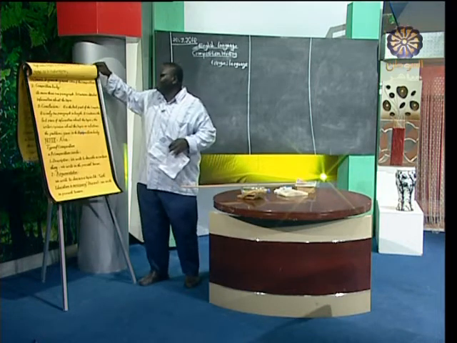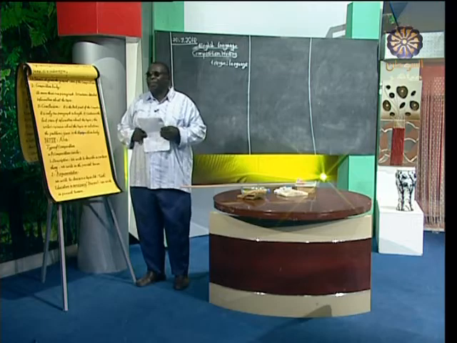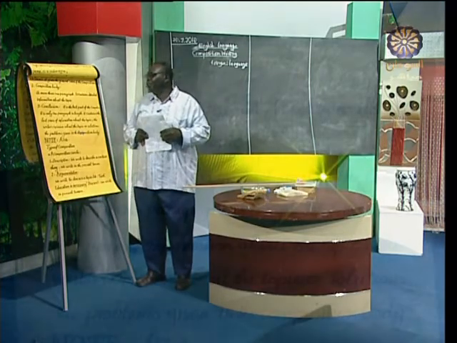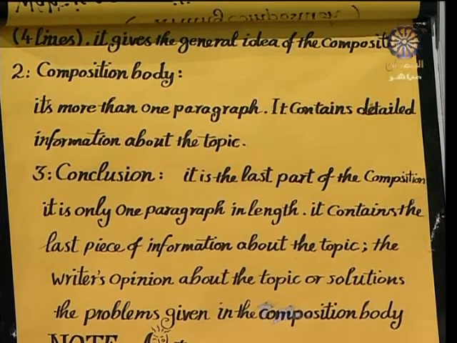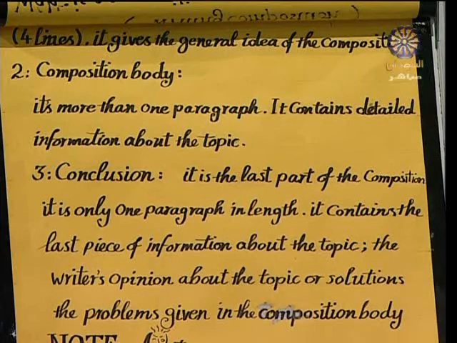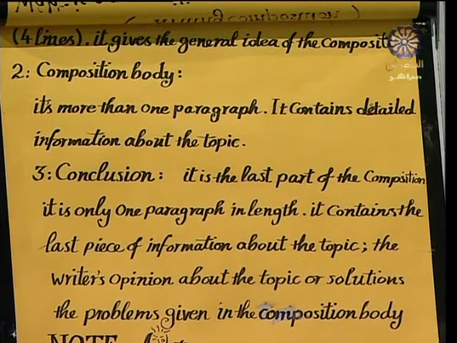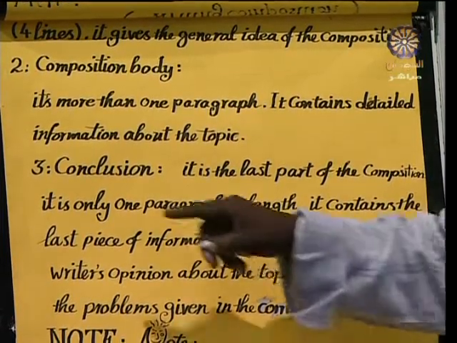The second part of the composition is the composition body. The composition body is usually more than 1 paragraph. It contains detailed information about the topic that we want to talk about. The last part of the composition is called the conclusion. It is the last part of the composition. This is number one. Okay?